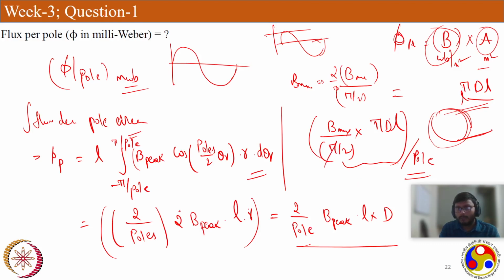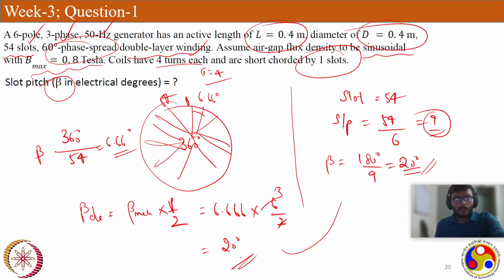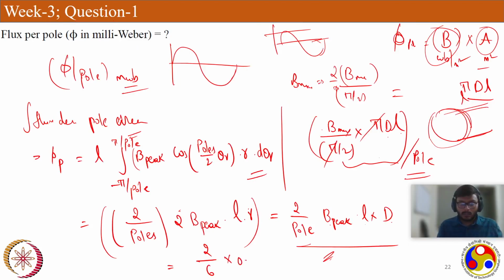If you see here, pi will get cancelled in this formula. 2 B max DL by pole. So 2 B max DL by pole. Same thing. Even if you remember this, or if you go from derivation, you will get the same thing. And let's substitute now. 2 by number of poles. It's a 6 pole machine. And B peak, what is the B peak they have given in the question? It's 0.8 Tesla, and L and D are 0.4, 0.4.